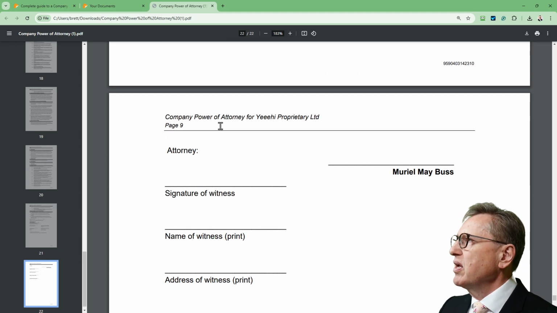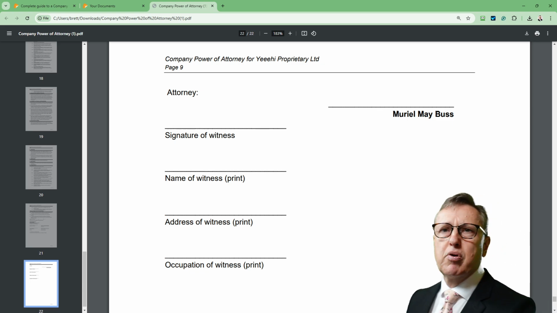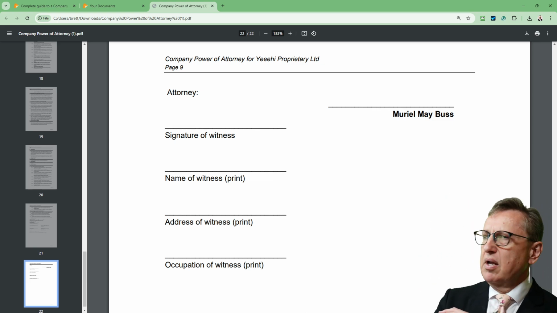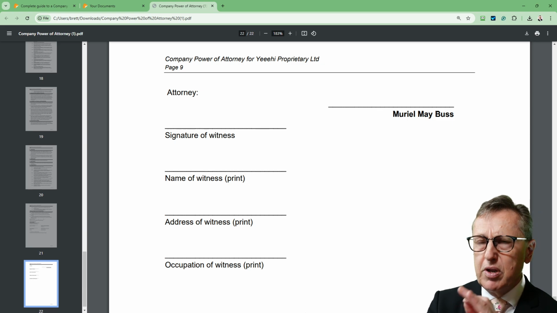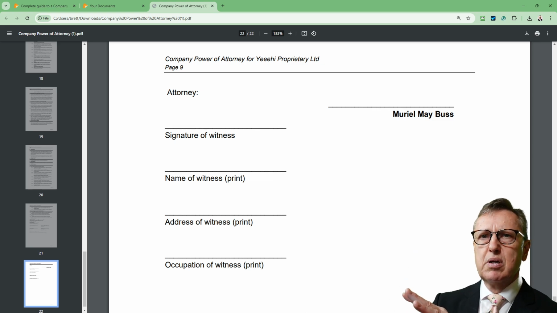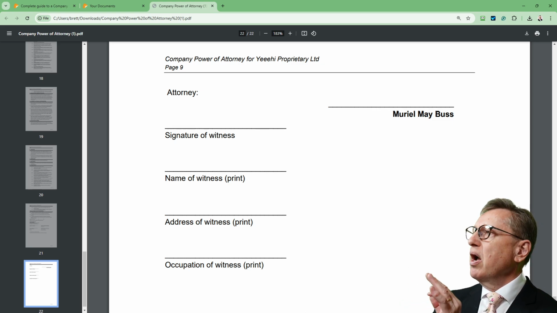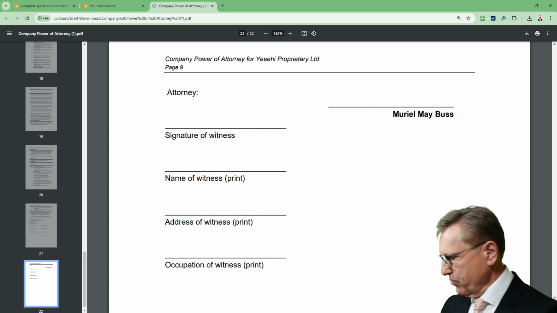And then there's our friend, the attorney, Muriel May Buss, and she will sign in front of the witness. Well, my lawyer, Professor Davies, said we don't need to put the occupation of the witness. That's fine. You don't normally have to put an occupation. This is a very peculiar document, and you must follow exactly what we do. Again, don't look for trouble. Do exactly what our document's saying to do.